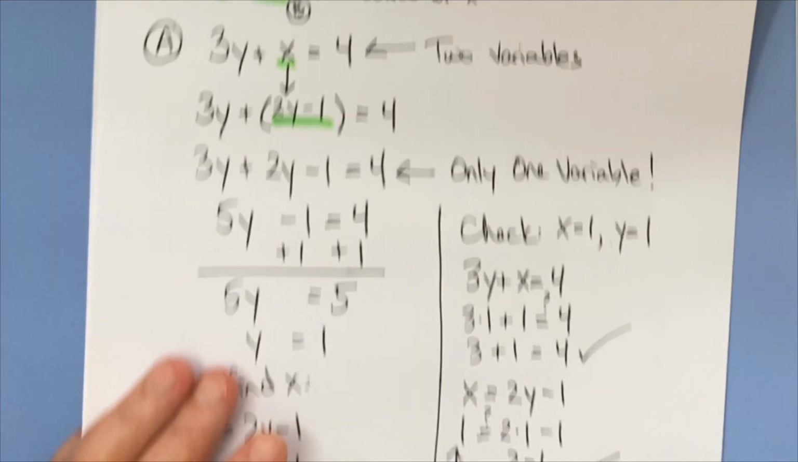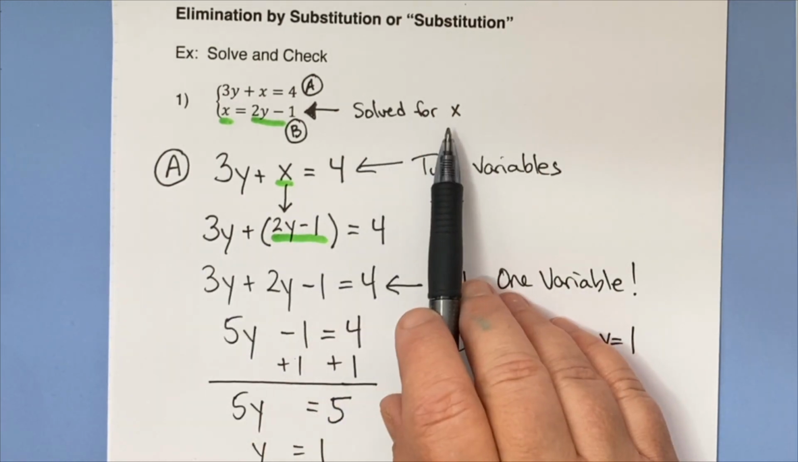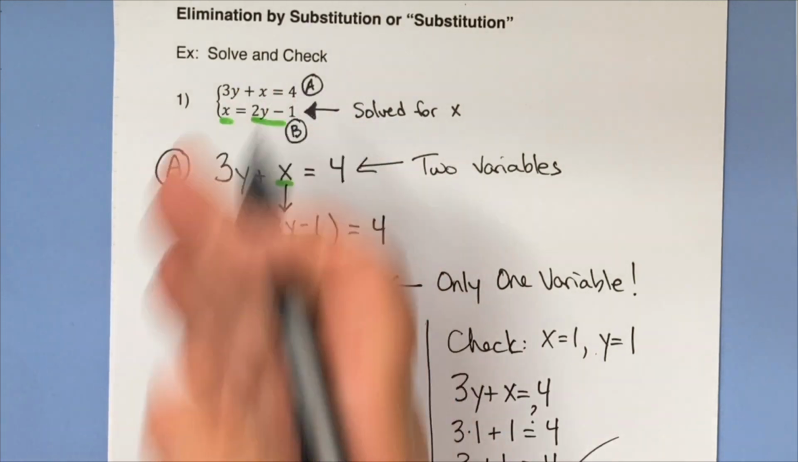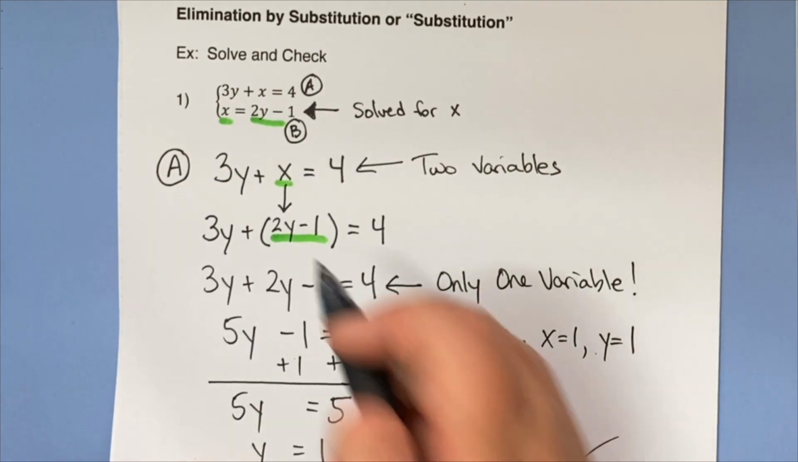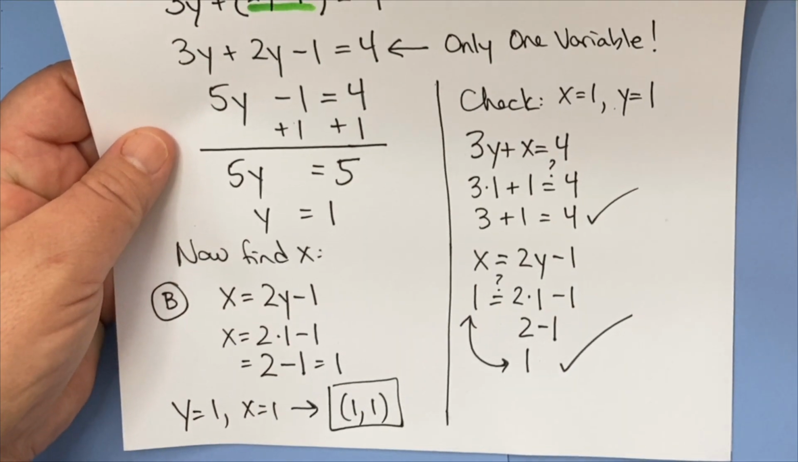So that's going to be the process. The process again: solve one of the equations for one of the variables. Does not matter which one. And if you're given one, go ahead and use that. Substitute it in, solve, and check. And then we've got happy Matt Damon.